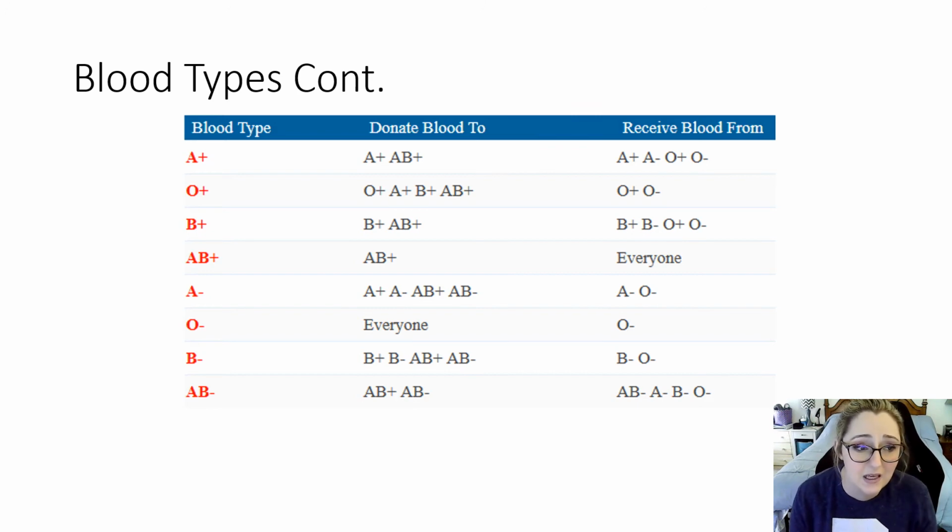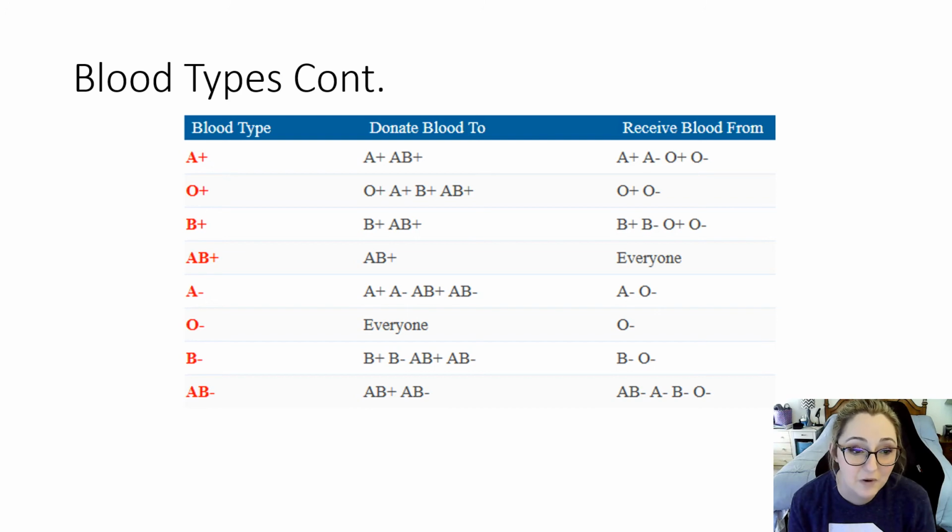One of the things that you should kind of take a peek at is that AB positive can receive blood from every blood type. It's the universal recipient. Meanwhile, you have O negative blood, which can donate blood to everybody. It's the universal donor. Those two are the very, very important blood types.